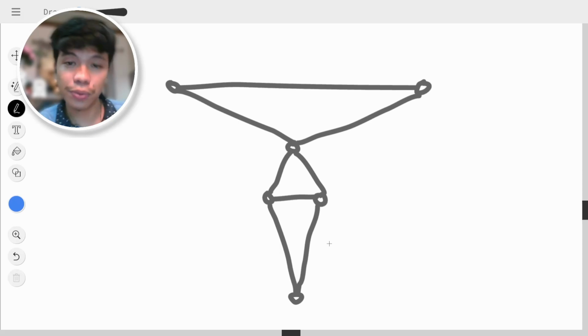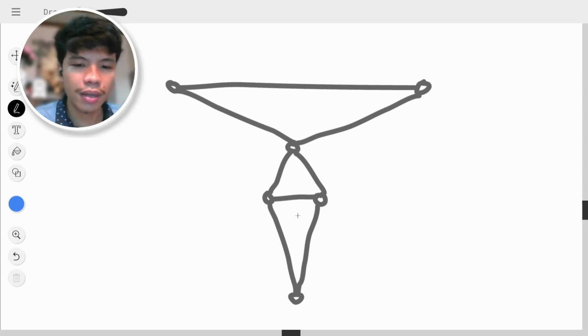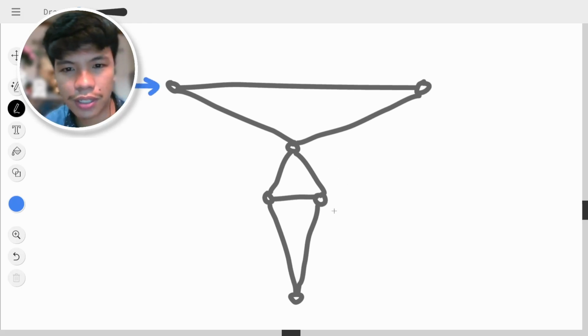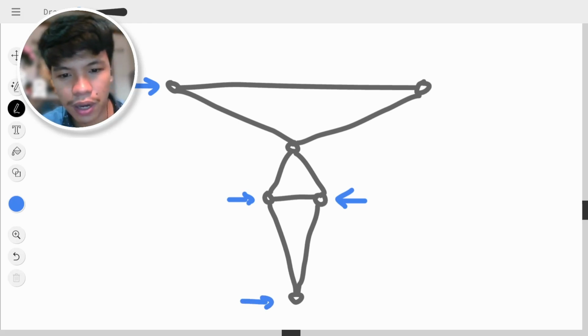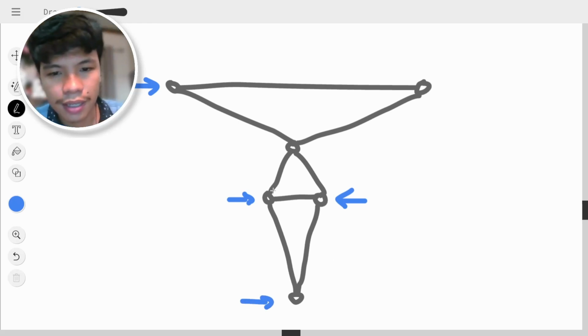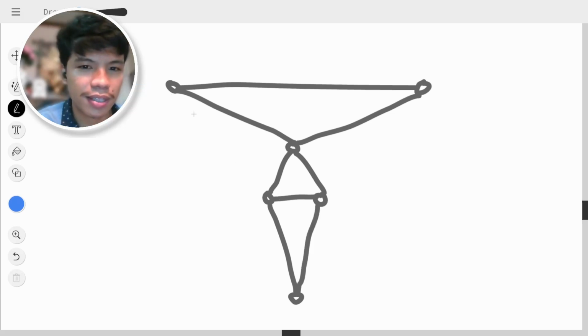In this one, we have to find the maximal planar graph of this specific graph. If we look, there are still many vertices that are non-adjacent. For example, this one is not adjacent to this one, and this one too. There is no edge connecting them. So let's try to connect them, or make them adjacent.